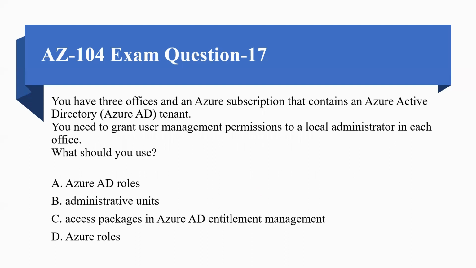Next question. You have three offices and an Azure subscription that contains an Azure Active Directory tenant. You need to grant user management permission to a local administrator in each office. What should you use? Option A, Azure AD role. Option B, administrative unit. Option C, access package in Azure AD entitlement management. Option D, Azure role. And the correct option would be option B, administrative unit.